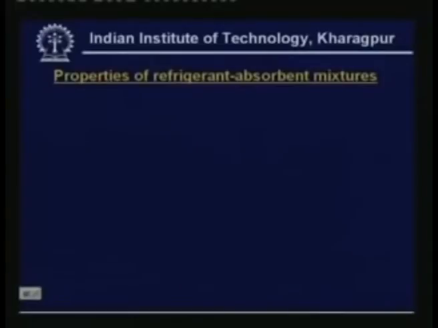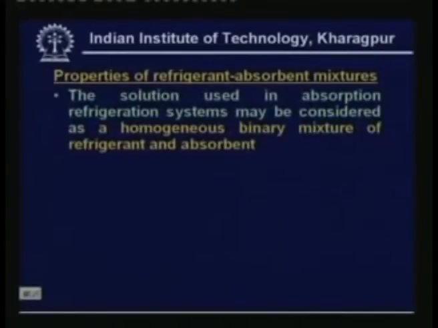Now, let us look at properties of refrigerant absorbent mixtures. The solution used in absorption refrigeration systems may be considered as a homogeneous binary mixture of refrigerant and absorbent. You have noticed that in the thermal compression part of the vapor absorption system we have a solution that circulates through the components. This solution is nothing but a mixture of refrigerant and absorbent, and for simplicity we assume that it is a binary and homogeneous mixture.